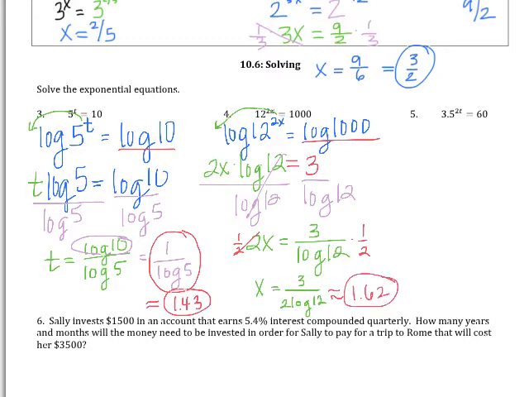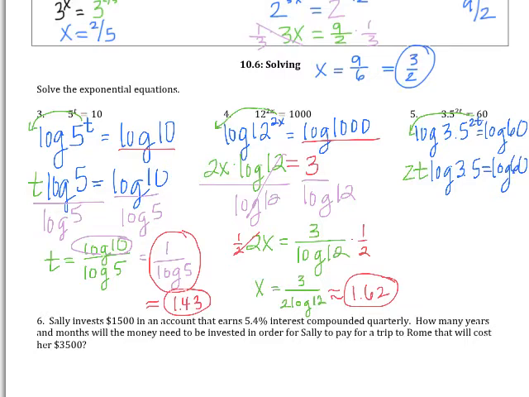Let's look at number 5. So on number 5, I'm going to do the same thing. So I'm going to take the log on both sides. 10 and 60 and 10 and 3.5 do not share common bases, so I won't be able to simplify that, but I can go ahead and bring the 2t to the front. So that's 2t times the log of 3.5 equals the log of 60.